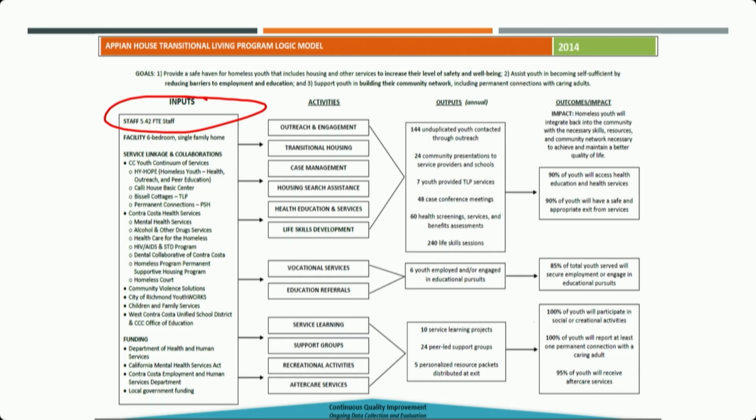And notice the facility here is a 6-bedroom single-family home. That's what comes right here next. Right here, 6-bedroom facility home. That's an input. That's what the organization has provided. Then they list a bunch of other things. They list additional funding that they're receiving on the bottom here.